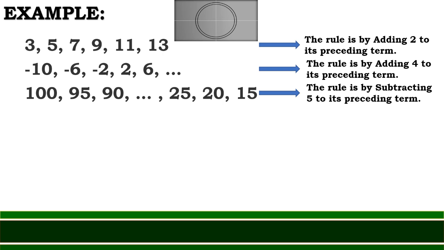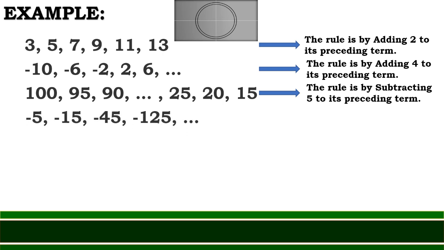100 minus 5 will give you 95. 95 subtracted by 5 will give you 90. 25 subtracted by 5 will give you 20. And 20 subtracted by 5 will give you 15.